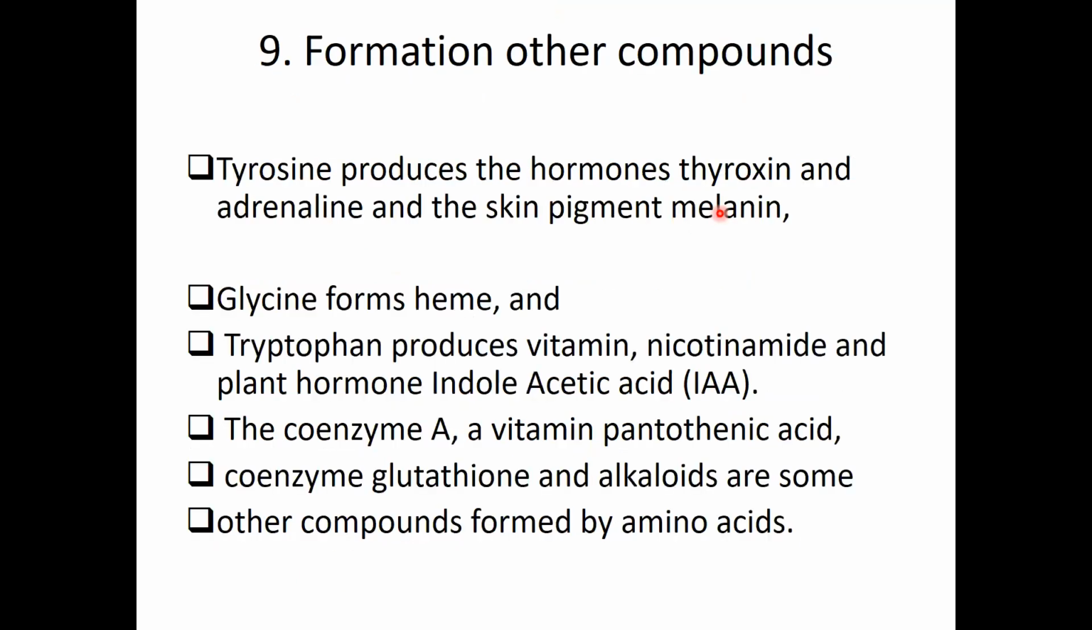Now, one another thing is the formation of compounds. One amino acid forms other compounds, like tyrosine forms thyroxine, adrenaline, and the skin pigment melanin. Glycine forms heme. Tryptophan forms vitamins, nicotinamide, plant hormones, etc.